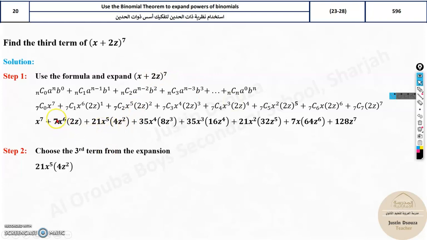All you need to do is look for the third term. You can stop at this step itself, but this is just for your understanding. And count the third term. That is 1, 2, 3. This is the third term, right? Just write the third term and solve it. It'll be 4 times 21, which is 84, x to the power 5 and z squared. That's it. That is how you solve for the third term or any given term.